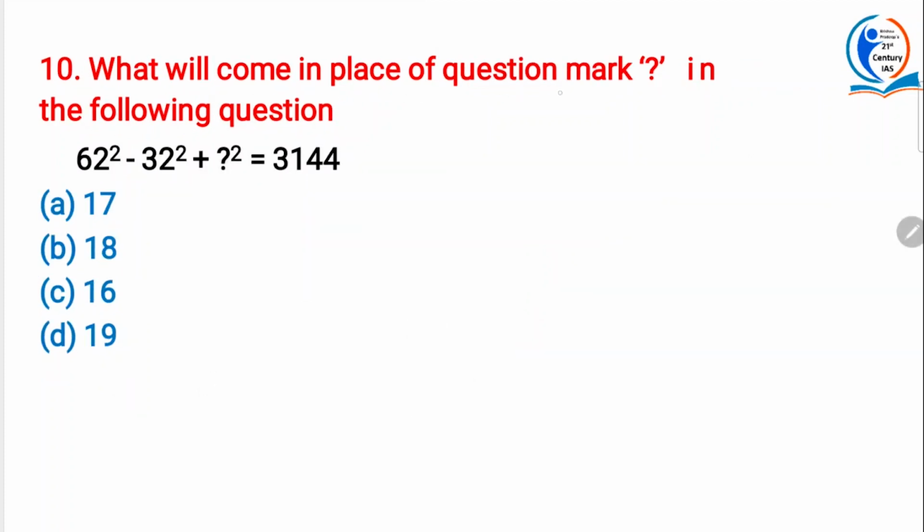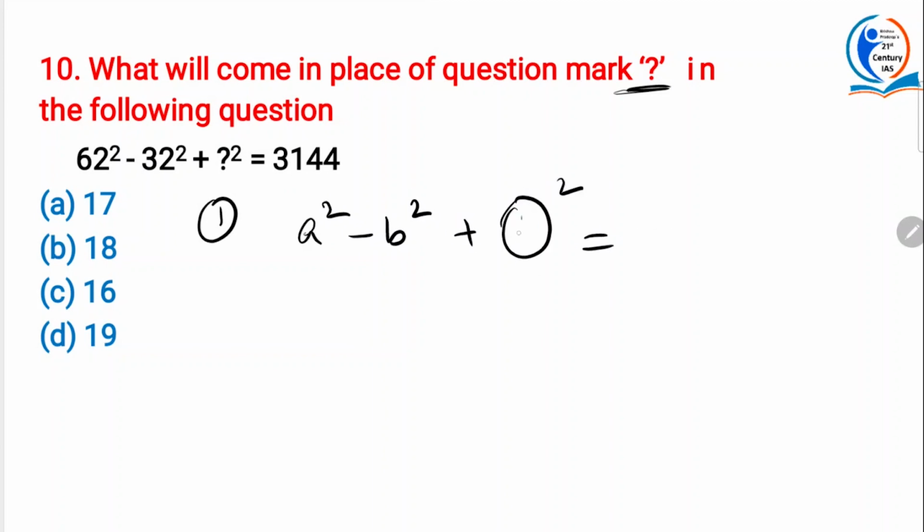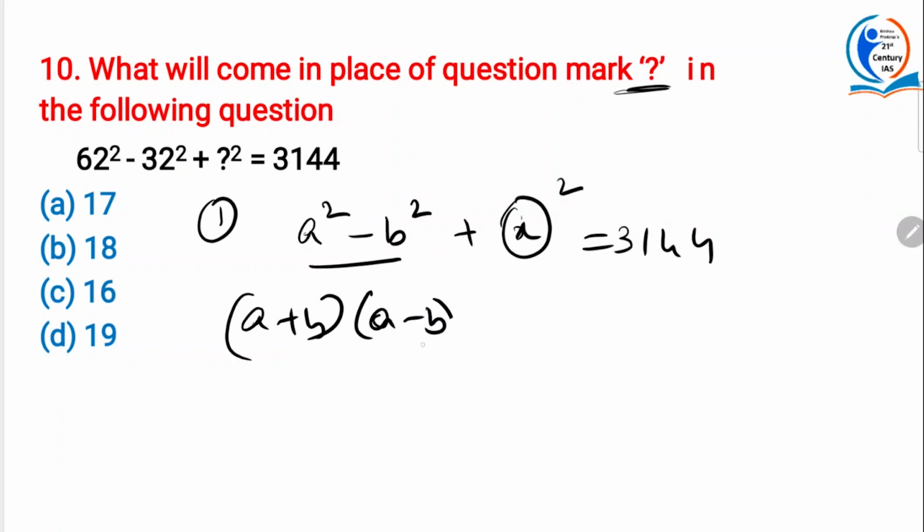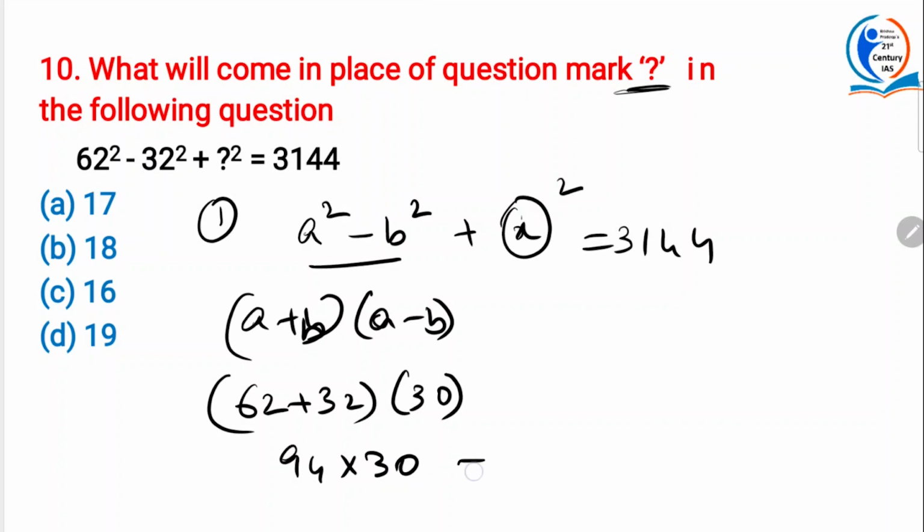Alright. What will come in the place of question mark in the following question? Alright. Now, if you carefully observe this equation, it is in the form of a square minus b square plus some number square, not 0, it is some number, okay. So, x square is 3144. Now, what is a square minus b square? It is a plus b into a minus b. This we learnt, right, in the simplification lectures. Alright. So, what will you get? 62 plus 32 into 62 minus 32 is how much? It is 30. Alright. So, here it is 94 into 30 plus x square is equal to 3144.